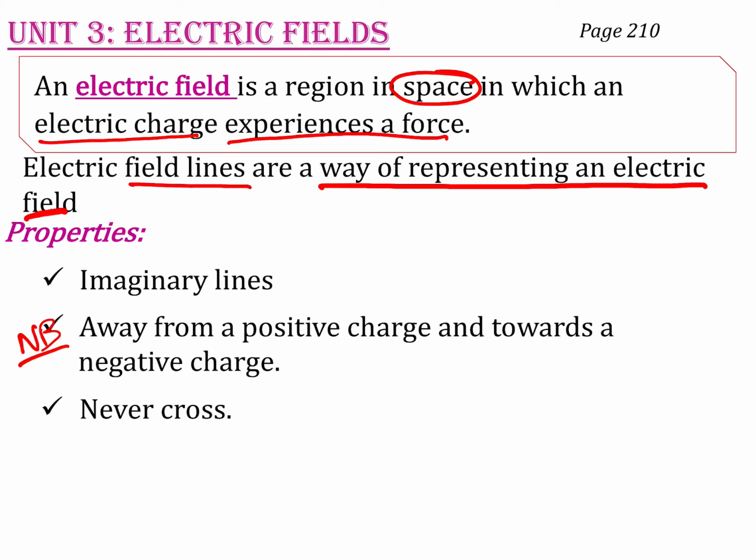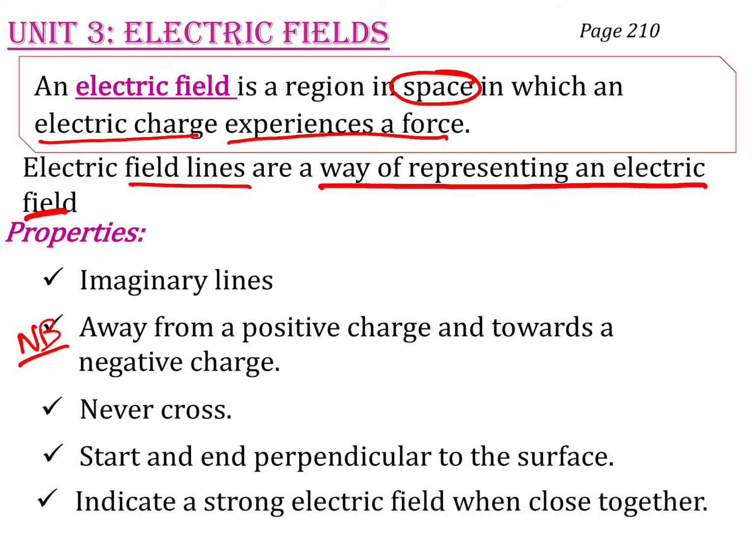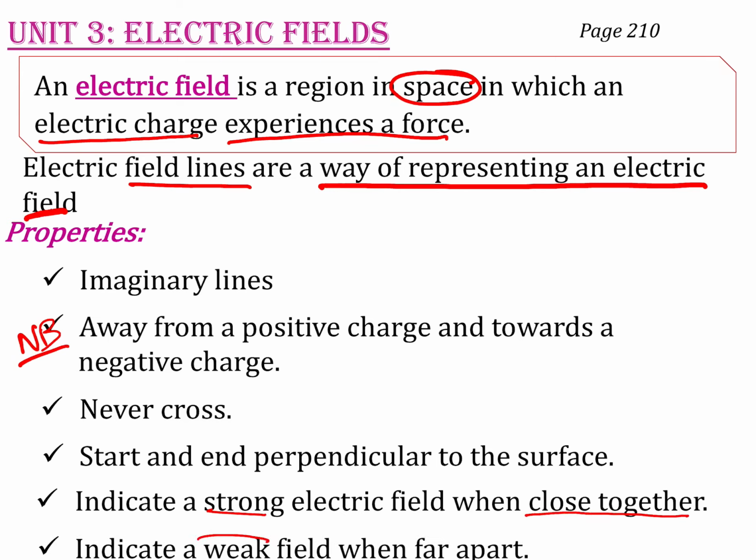They never, ever cross, just like magnetic fields that you did in grade 10. They start and end perpendicular to the surface, and they indicate the strength of the field. A strong field means the lines must be close together, and a weak field means they must be far apart. So how close they are tells you how strong the electric field is, and that would be because of the distance from the charge or because of the size of the charge.